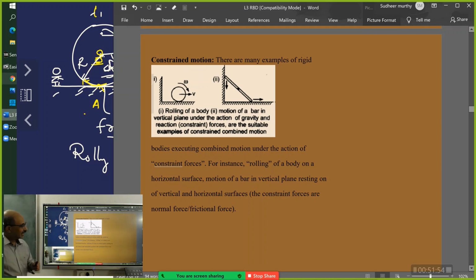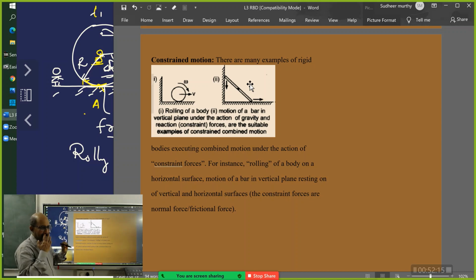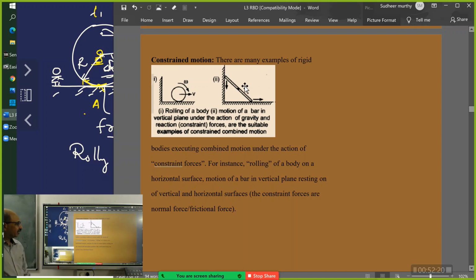Now you see, a ladder is lying against the wall and this ladder is slipping on its own. It is constrained by the wall. If the wall was not there, if I keep the ladder like this and leave my hand, the ladder would fall down like this. But since it is constrained, it is going to slip. And what you have to notice is that this ladder will rotate about some point.